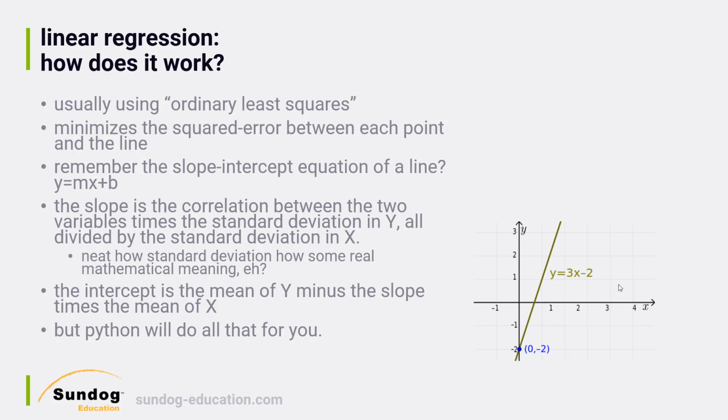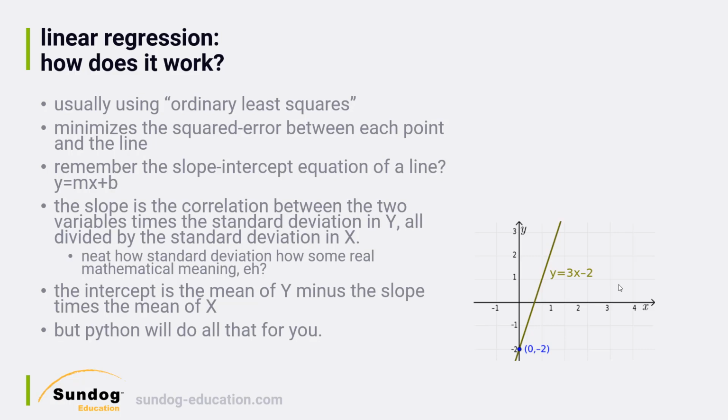Now, the slope turns out to be the correlation between the two variables times the standard deviation in y divided by the standard deviation in x. You can prove this mathematically. And it's pretty cool how standard deviation ends up having this real mathematical meaning here. So we have this kind of vague statistical concept called standard deviation that measures the deviation from the mean for a given set of data. And you can actually relate that to the slope of this line in linear regression quite directly. Math can be kind of a beautiful thing sometimes.